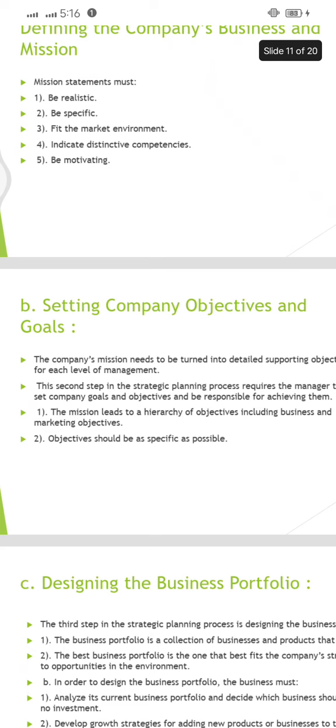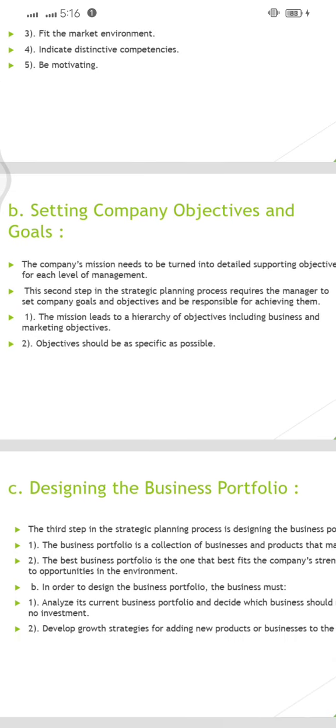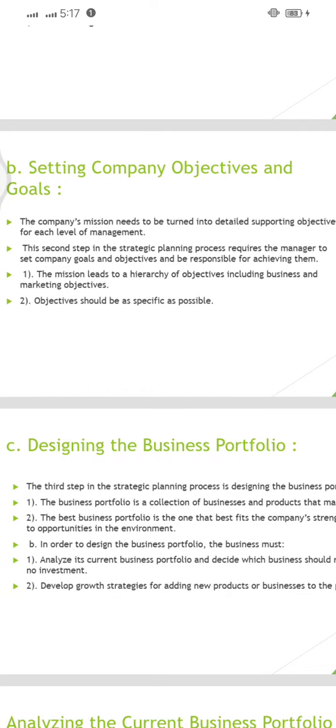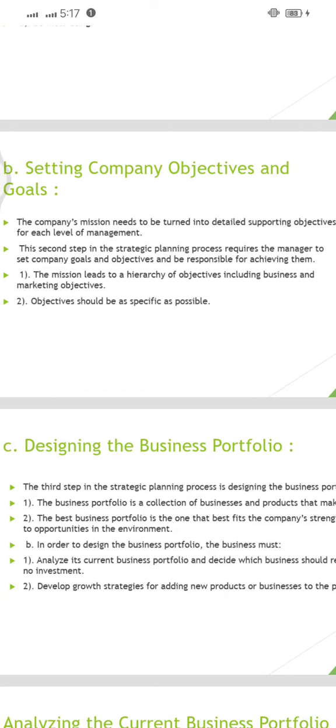Setting company objectives and goals. The company mission needs to be turned into detailed supporting objectives for each level of management. This second step in the strategic planning process requires the manager to set company goals and objectives and be responsible for achieving them.